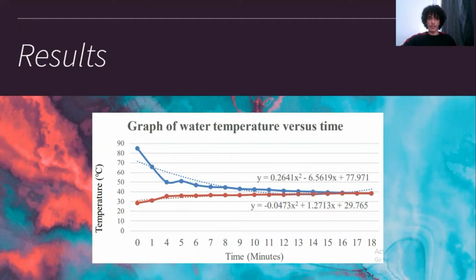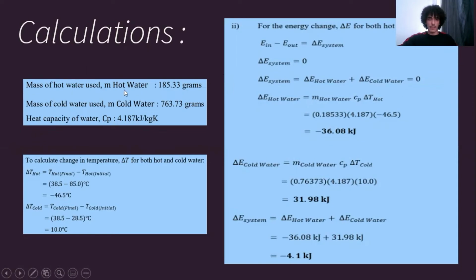First of all, when we plot the data of temperature versus time for both hot and cold water, we will see that the hot water temperature decreases with time and the cold water temperature increases with time in our system, until eventually both reach the same temperature at 18 minutes. We have the mass of hot water, the mass of cold water, and the heat capacity of water. Before we apply the energy balance equation on the system, we first calculate the change in temperature for hot and cold water.